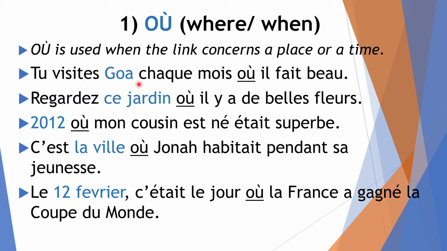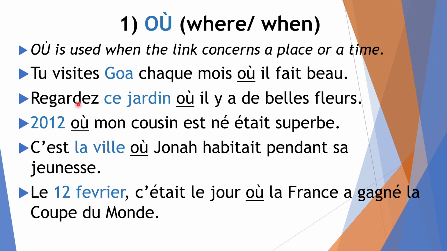Okay, so tu visites quoi chaque mois dash il fait beau. Now what is being spoken about twice here? Tu visites quoi is one thing, right? The second thing is il fait beau à Goa. Right? So both the sentences, if they were split into two sentences, this is the imagination work that you need to do. Okay, if the sentence was split into two sentences, you need to imagine what the common factor would be. Okay, and then you see if that particular common factor is a place or a time, then you would have to use où. Okay, so tu visites Goa, il fait beau à Goa. So Goa is coming twice, it's a place, so you have to use où.